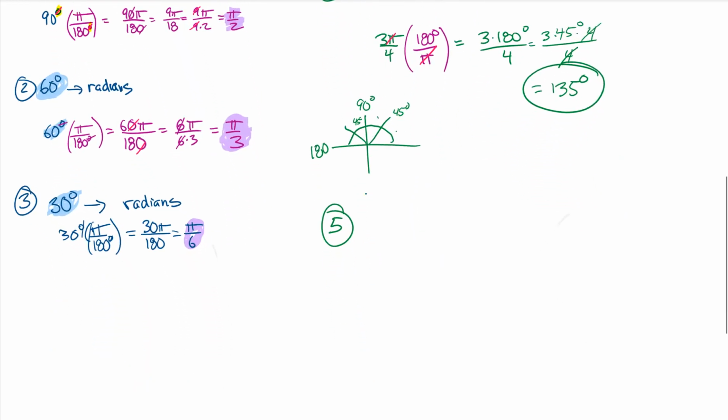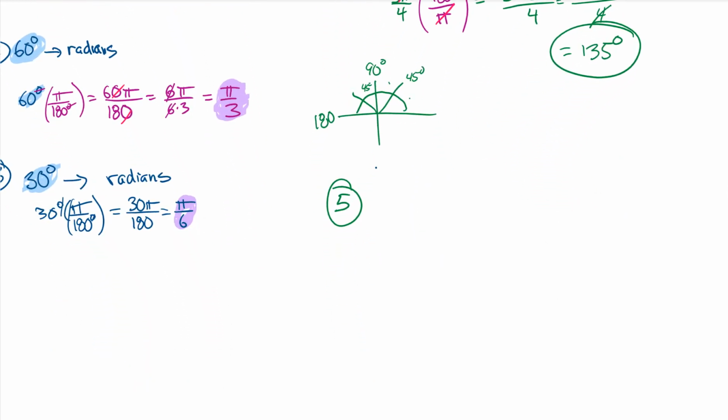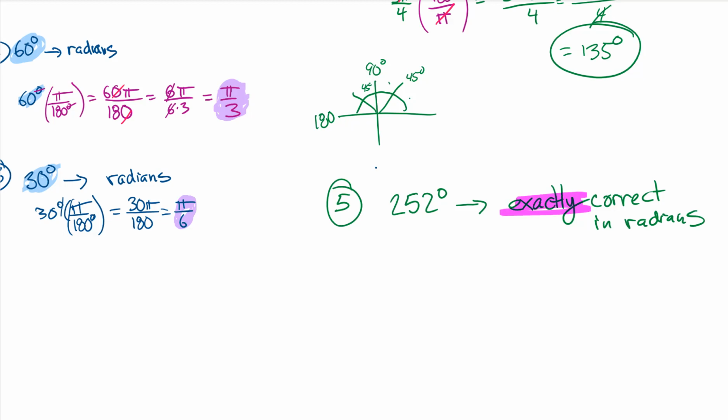I want to find this one exactly, so you're not going to like me much right now. Do you mind if I'm a total jerk about this? Let's claim that this is going to be 252 degrees, and I want this to be exactly correct in radians. This is big, I use this a lot. Exactly correct means no decimals out of a calculator. So you're not just going, oh, 252 times pi over 180, and I get this decimal. No, I'm a math teacher. I'm not a physics teacher.